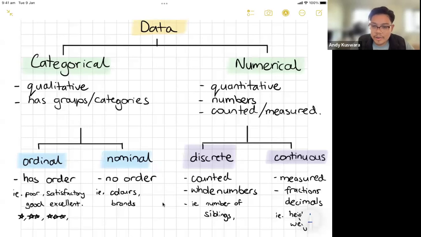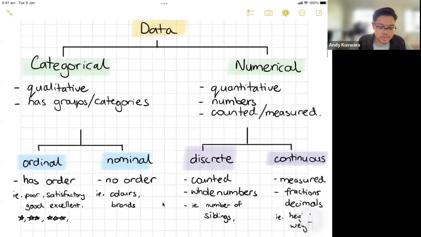Now, numerical probably makes more sense. It's quantitative, which means it has everything to do with numbers. It's counted and measured. If I ask you a question and the answer is a number, then it's numerical. But if I ask you a question and the answer is not a number, most likely it's categorical.